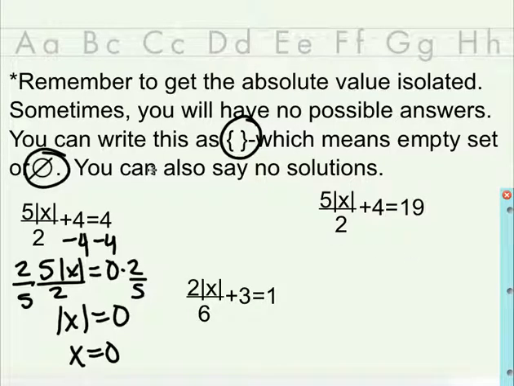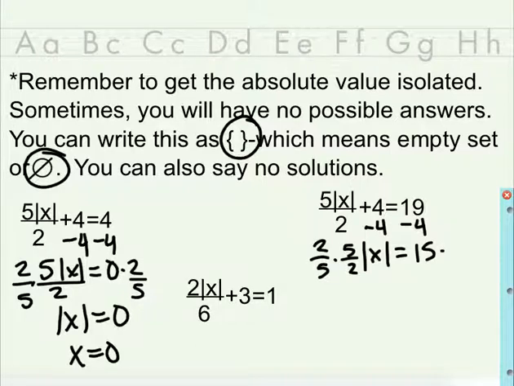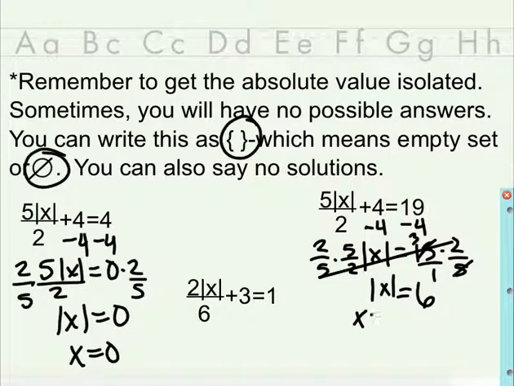In the top right-hand case, I'm going to subtract 4 and get 5/2 times the absolute value of x is equal to 15. I multiply by 2/5, which means I can simplify a little bit and get 6 is equal to the absolute value of x, so x equals plus or minus 6.